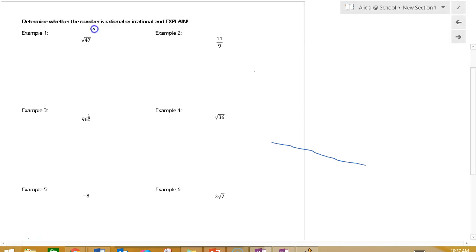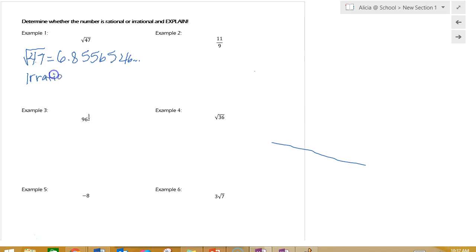So, square root of 47 is equal to 6.8556546. Keeps going on and on and on. So this would actually be irrational. And if it says explain in our directions, it says explain right there. Well, why? Because it's a square root that doesn't simplify.